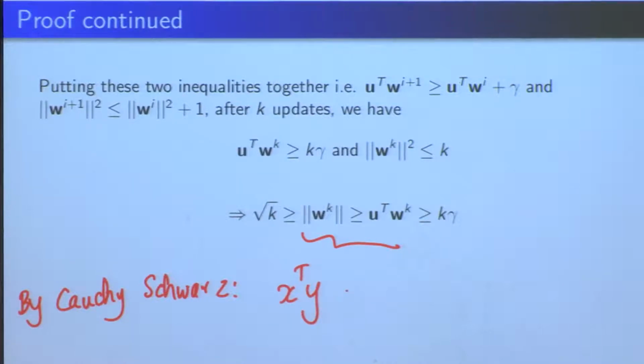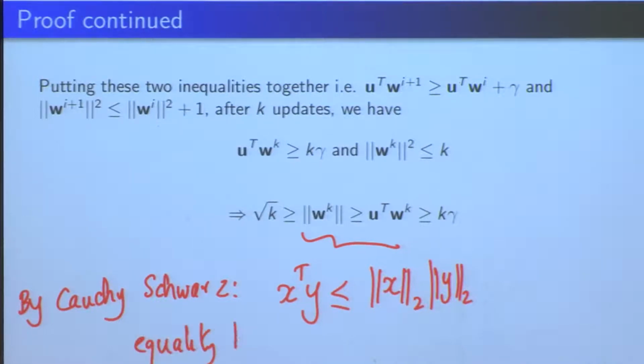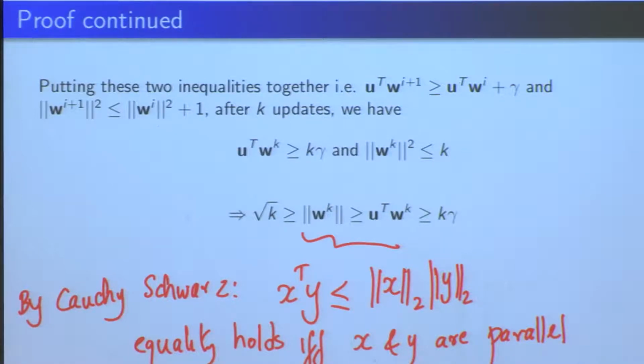X transpose Y is less than or equal to 2-norm X into 2-norm Y, and when does equality hold? When X and Y are parallel, right? Or X is in the same direction as Y.